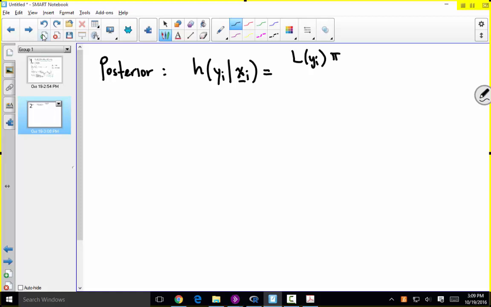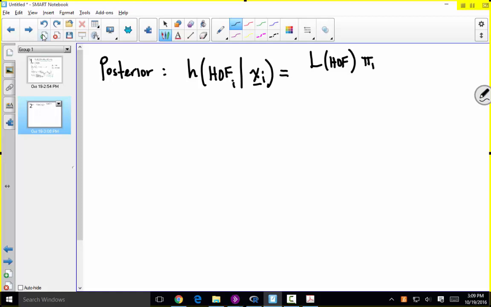Let's say H of Hall of Fame, the probability that player i is in the Hall of Fame, given their inputs, equals, using Bayes' theorem, the likelihood of observing these particular data given Hall of Fame, times prior of Hall of Fame, divided by likelihood of Hall of Fame times prior Hall of Fame, plus likelihood of not Hall of Fame, I'll just say not with a bar, times prior of not Hall of Fame.